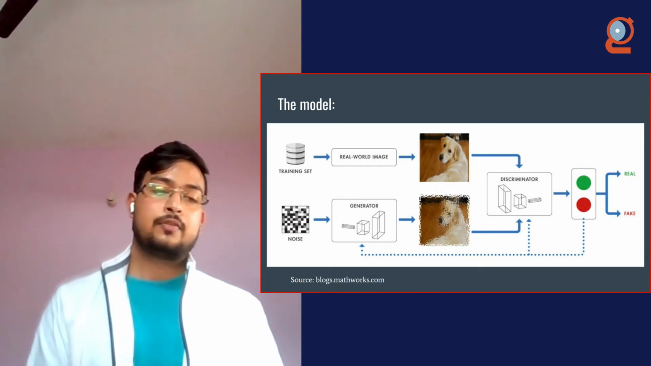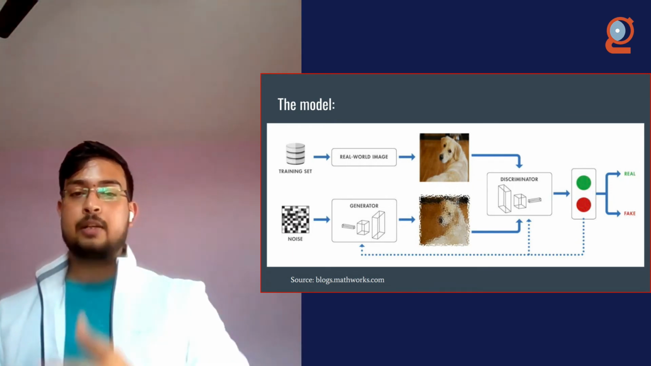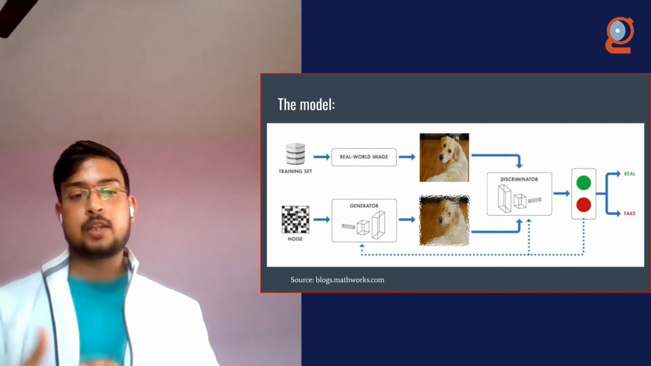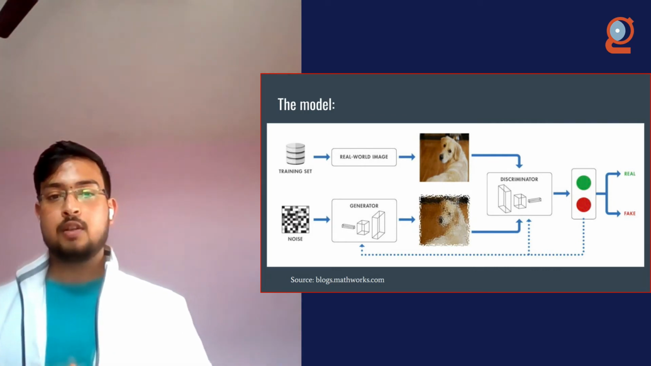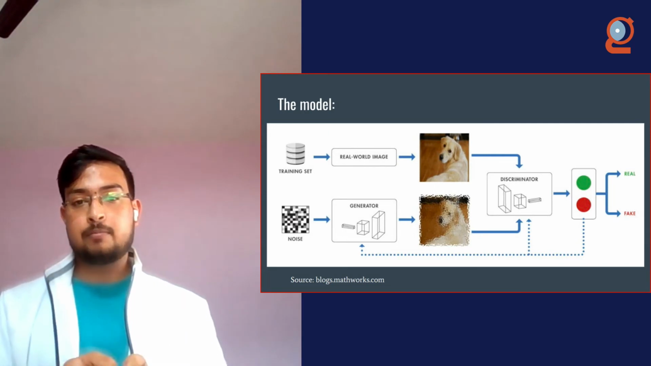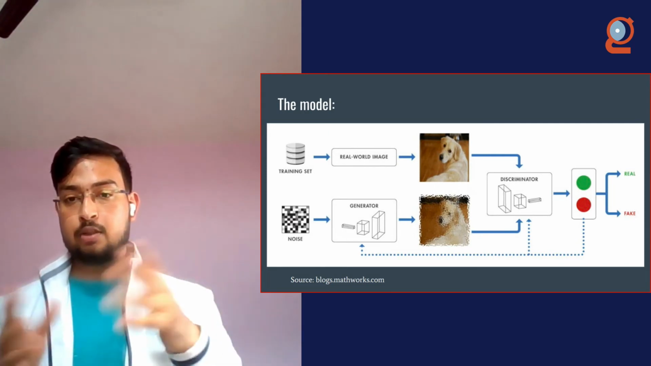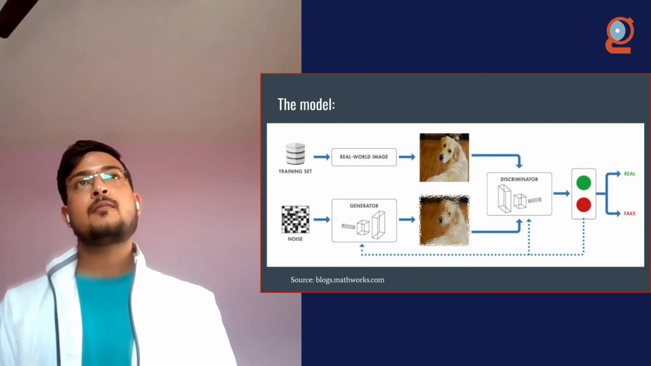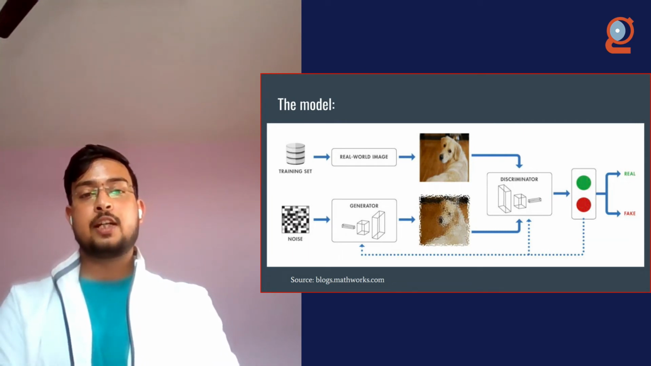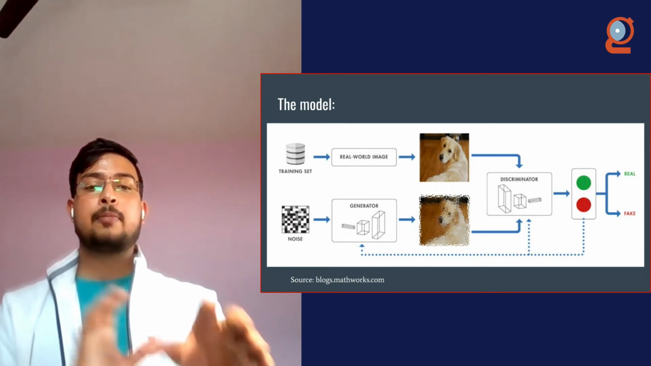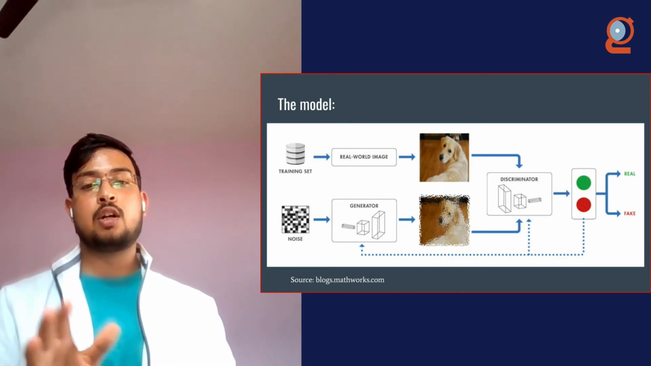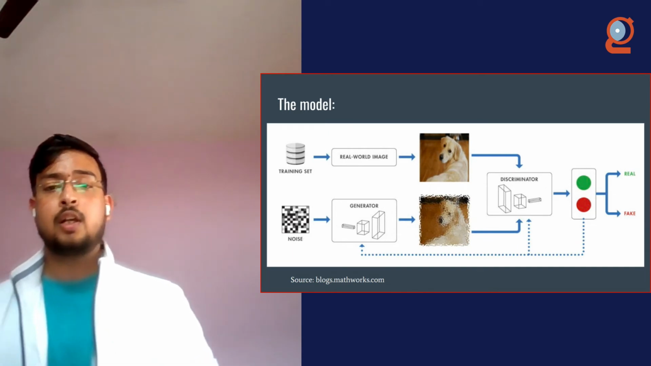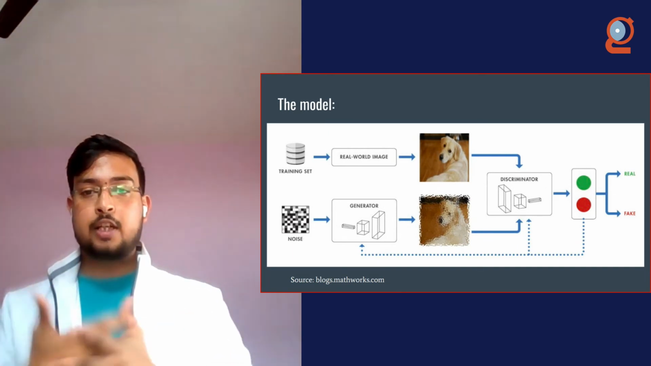This is how the model would look. We have a training set, we have noise. This is a real world image here. And then we have a generator, which generates something with some amount of noise in the picture. Then this generated image and this real world image are sent to the discriminator. Let's suppose we are doing a classification, right? Is the second image generated by the generator of a dog or not? The first image we know is of a dog, but the second image we do not. So we take this and send it to the discriminator.